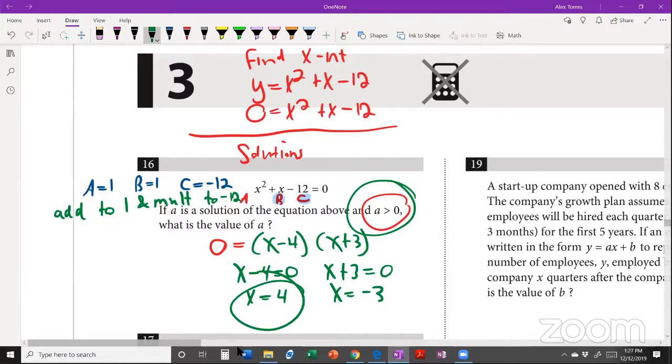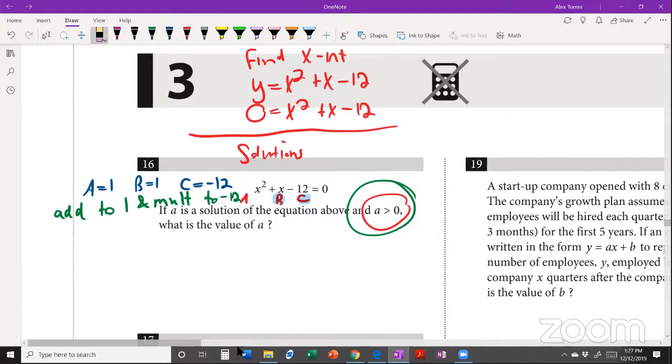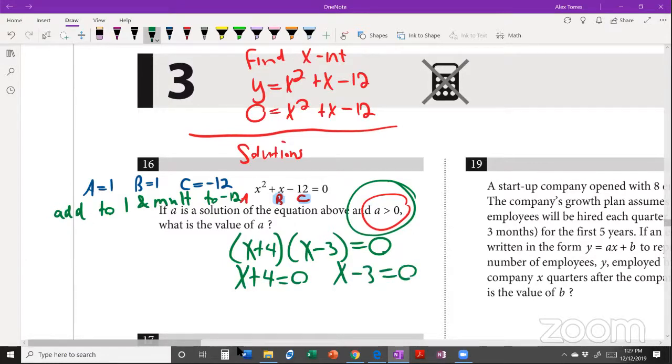not 4, because when I factored, I just made a little mental mistake myself here. The two numbers that add to 1 and multiply to negative 12 are positive 4 and negative 3. So x plus 4, x minus 3. Once again, apologies. Set each one equal to 0. Solve each one, take away 4, add 3. And you get negative 4 and 3 as your answer. And the one that's positive is the 3. So the answer to number 16 is actually 3.